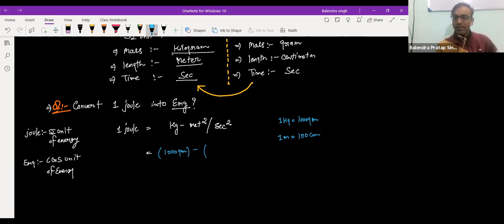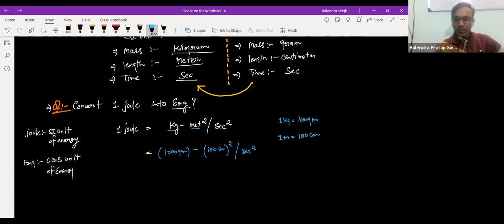So 1 meter has 100 centimeter. So you take 100 centimeter square and divide with second. You don't need to convert second. You just need to convert this kilogram and meter into gram and centimeter. So what is the exact value?